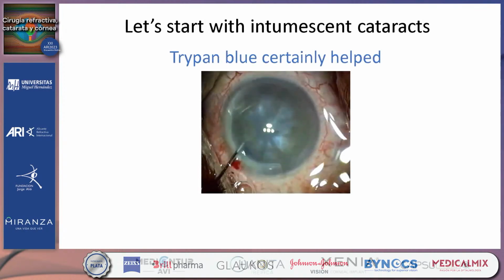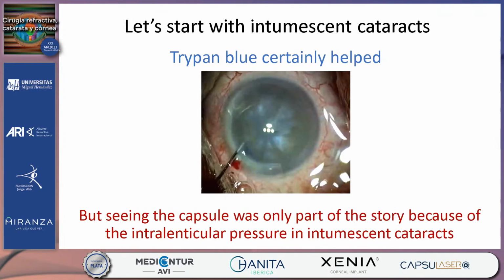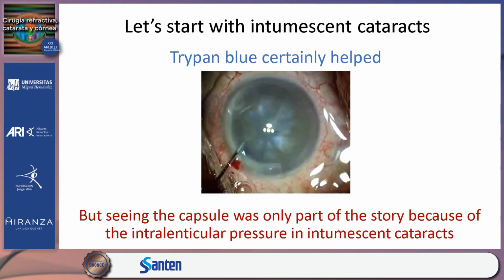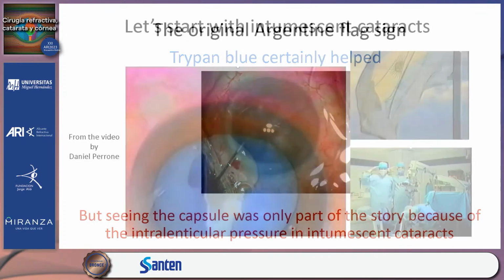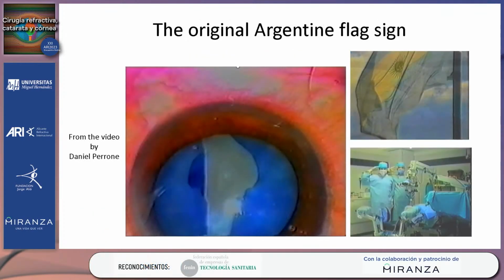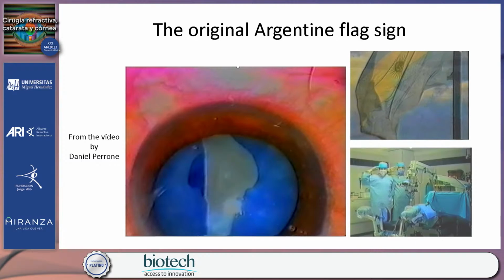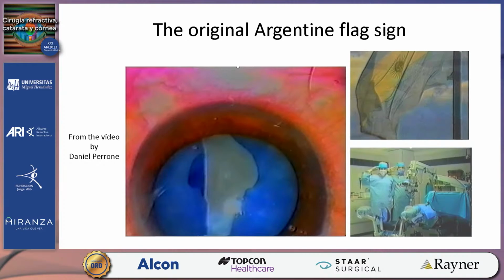Trypan blue certainly helped, as we know, but seeing the capsule was only part of the story because of the intralenticular pressure in intumescent cataracts. The original Argentine flag sign was described in 2000 by Daniel Peroni, and we can see his original slide from his original video here, and also that he felt very patriotic in this regard and felt the need to salute.